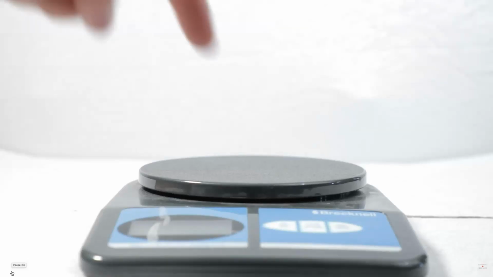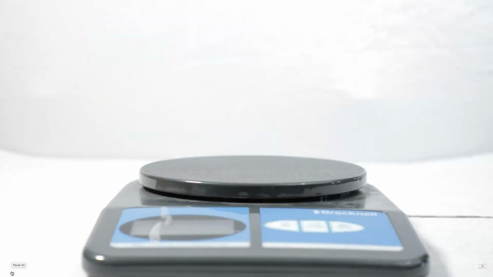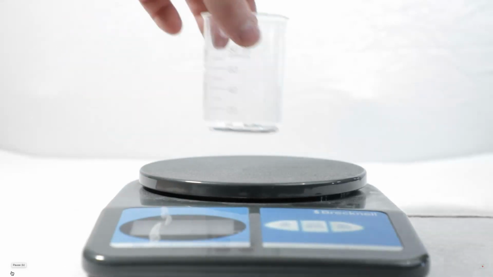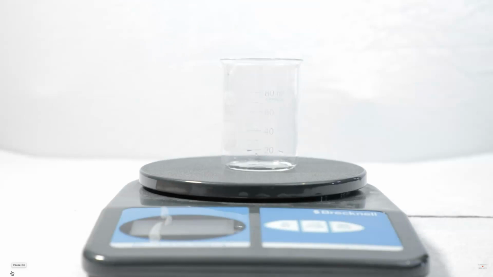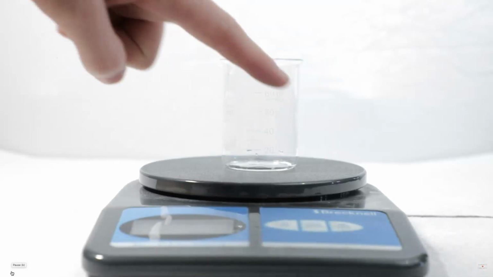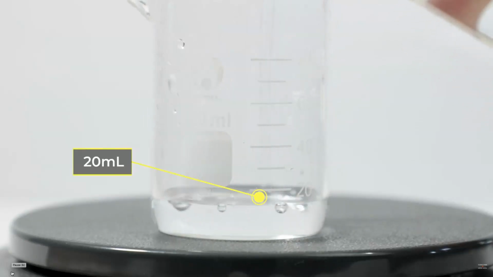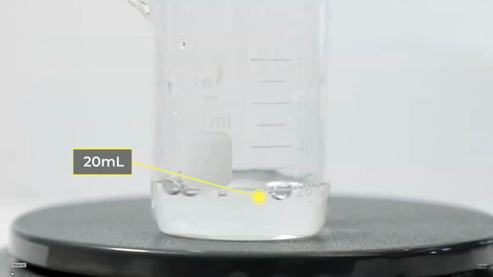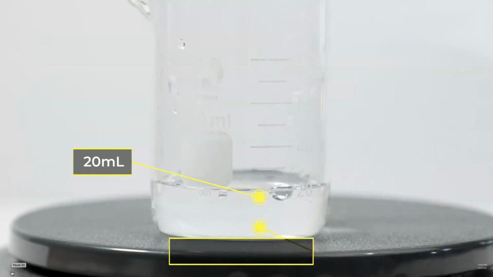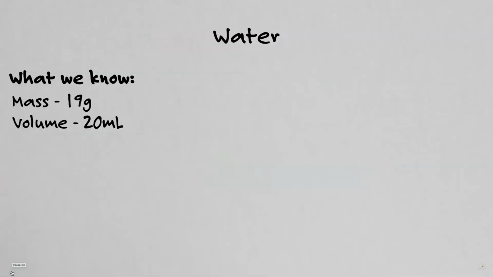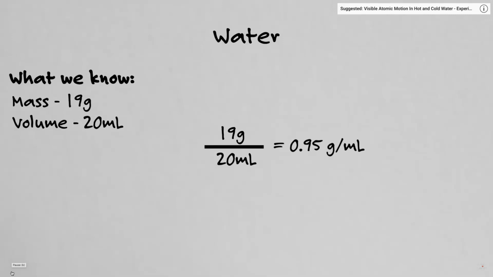Let's do another calculation, this time using water. If you have a digital scale, the easy way to get the mass of an object minus the container is to use the tare function. Place the container on the scale and then press tare. Now add 20 milliliters of water to the measuring cup. This is our volume. The scale does the work and gives us the mass of water, and I have 19 grams. Now we do the calculation. We divide 19 grams by 20 milliliters, and that gives me a density of 0.95 grams per milliliter. That rounds to 1.0 grams per milliliter.